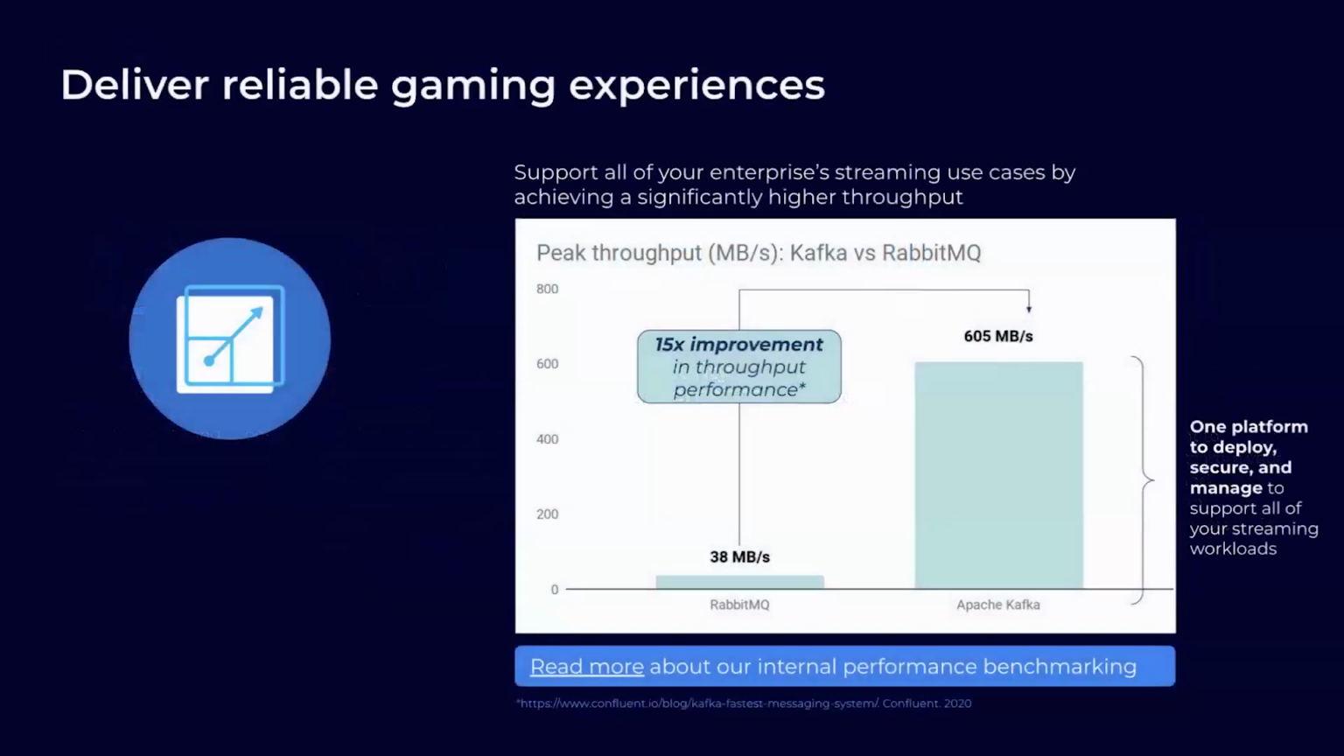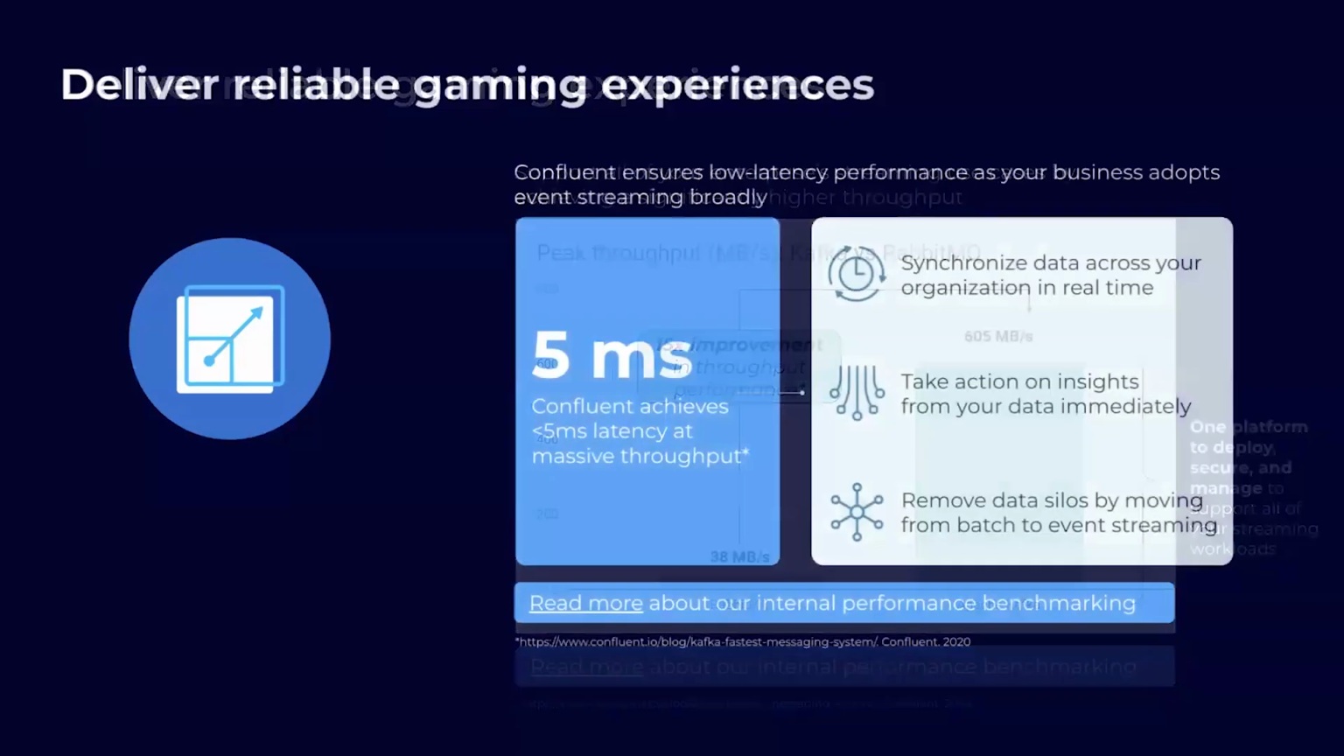And then let's talk about some reliability. Deliver reliable gaming experiences. I know how important this is. So this is talking about throughput. Kafka versus RabbitMQ. This is one comparison of a similar technology. We can do massive scale with Apache Kafka. This is 605 megabytes per second. And again, in Confluent Cloud, we have customers using upwards of a total of 10 gigabits of throughput in real time. Kind of incredible, massive scale.